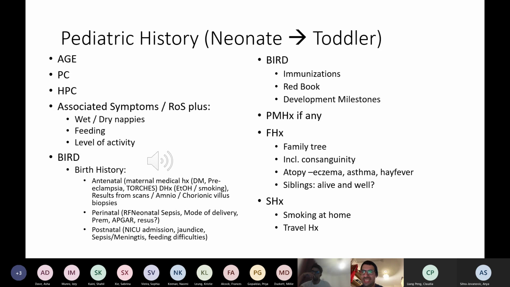Does anyone know what TORCHES is? Obviously you know what a torch is, but does anyone know what TORCHES means in terms of antenatal mum stuff? So I appreciate this is pediatrics, not obs and gynae. Yes, very good, thank you.